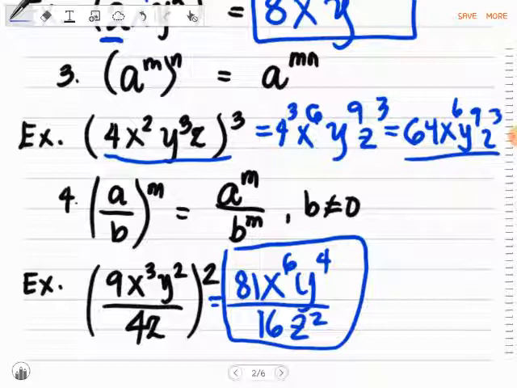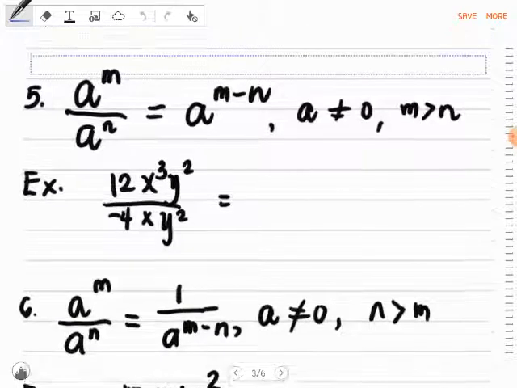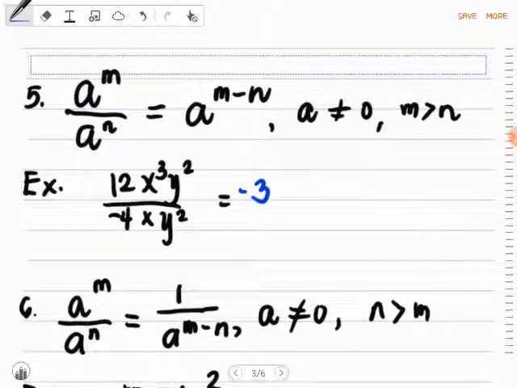Okay? Next, another rule is a raised to m over a raised to n is equal to a raised to m minus n, such that a is not equal to 0 and m is greater than n. This is a rule. Okay? So, halimbawa, in number 5 example, we have 12 and negative 4. What's 12 divided by 4? That's negative 3, right? Because they don't have the same sign, so the answer is negative, and 12 divided by 4 is 3.